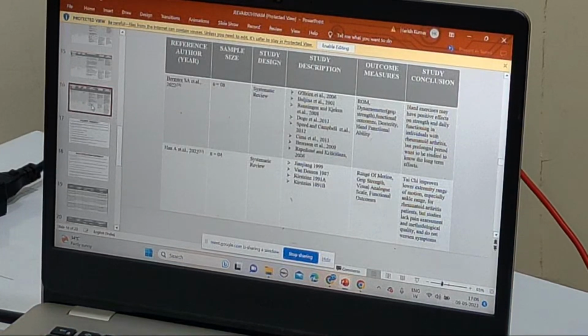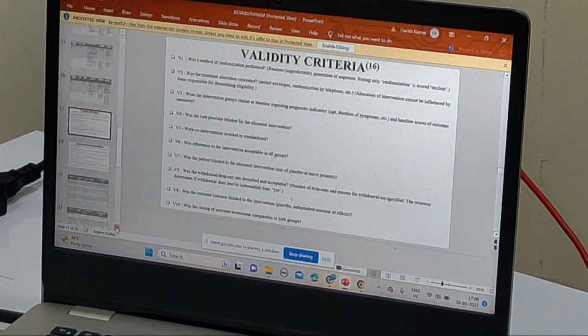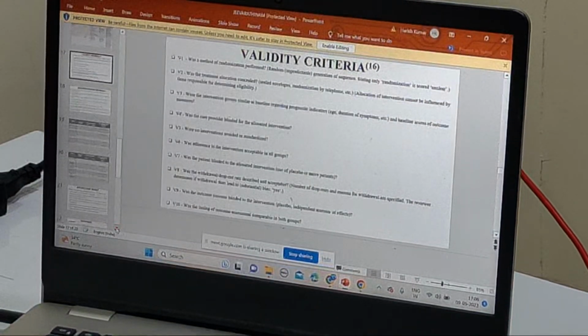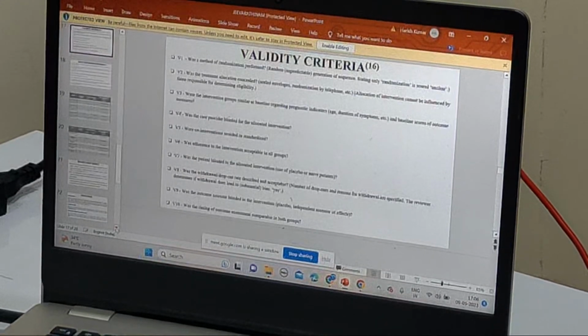Next. Validity criteria and data extraction criteria were assessed in this study, and these criteria were validated by Van and others. These criteria are randomization, allocation, baseline similarity, care-provider blinding, co-intervention, adherence, patient blinding, withdrawal rate, outcome assessor blinding, and the timing of outcome assessment. These are the validity criteria.